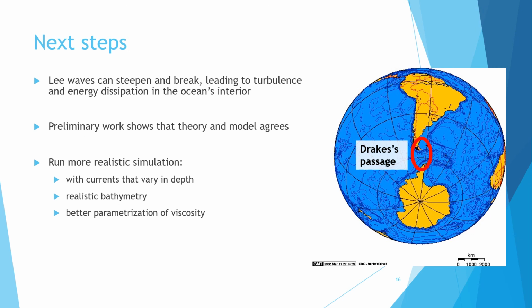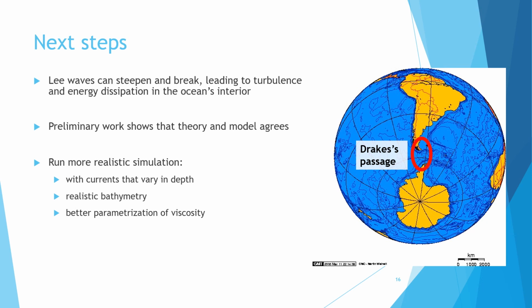One takeaway from my presentation is that Lee waves propagate away from the generation site. They can steepen and break, which leads to turbulence in the ocean's interior. This in turn is contributing to ocean mixing. Also, my preliminary work showed that the theory and the model agree.